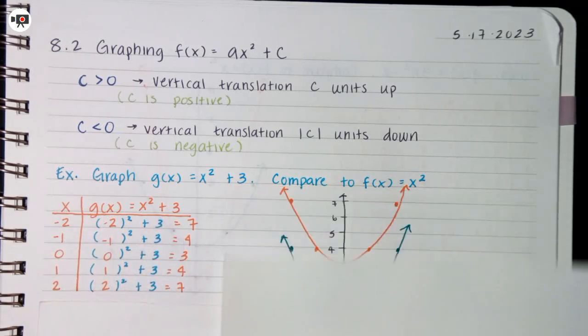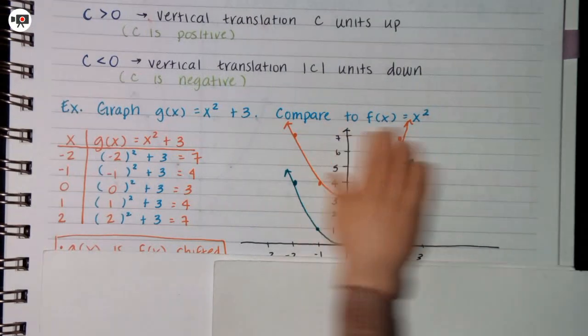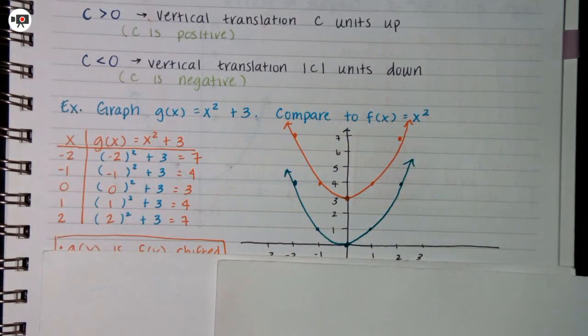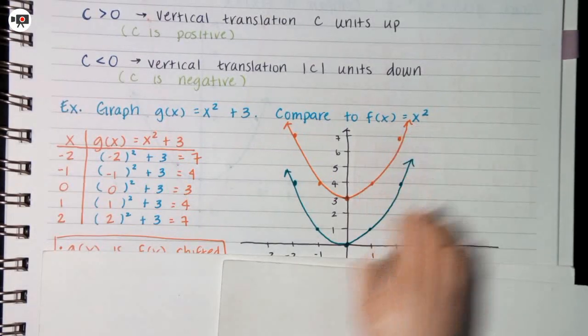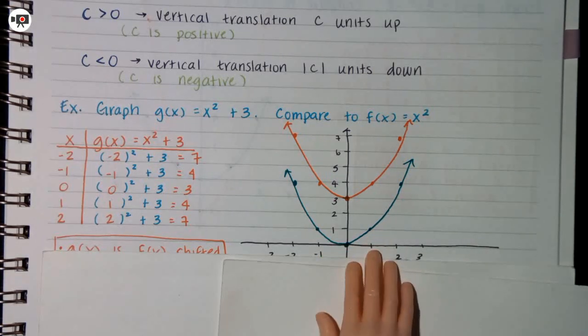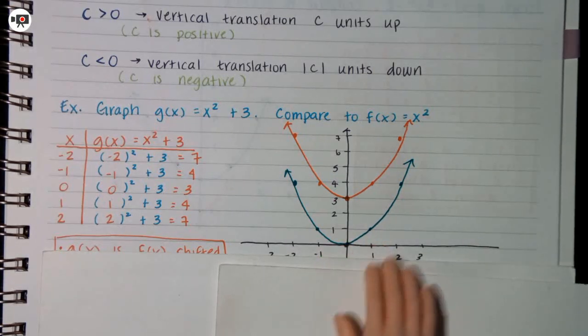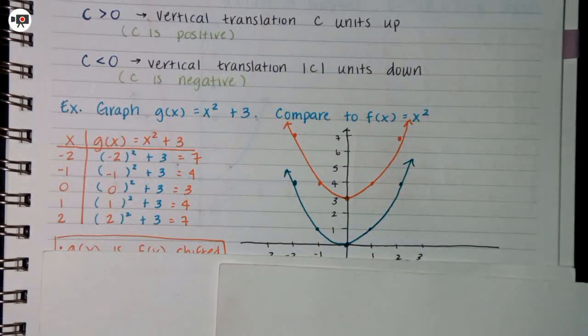Then I'm going to plot them on my graph, and then it says compared to f of x is x squared. You could look back at 8.1 to see what f of x is x squared, or you can say, well, if x is 0, 0 squared is 0. If x is 1, 1 squared is 1. If x is 2, 2 squared is 4, and you can keep going. You would just square your x value to get the y value.